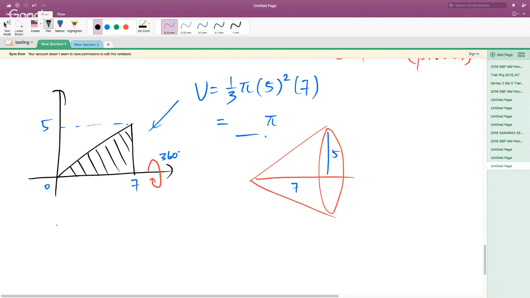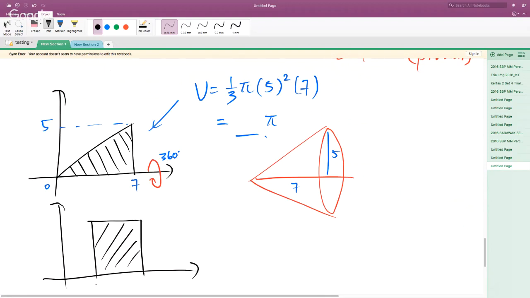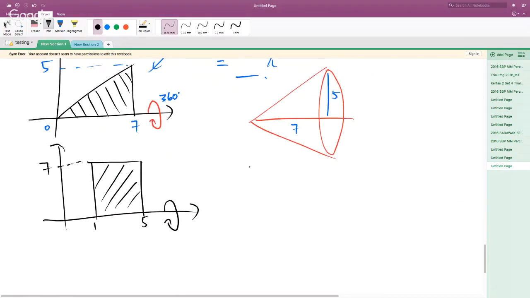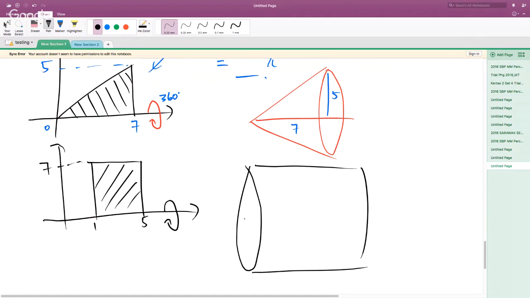Okay, then what I want to say is about the rectangle. Let's say you have a rectangle like this. And in this rectangle, same thing, I give a value, maybe 1 to 5. Over here is 7. Okay, if a rectangle rotates 360 degrees on the x-axis, basically you will get a cylinder. You will get a cylinder over here. So you should understand, over here, this is your radius, and this one is the height of your cylinder.